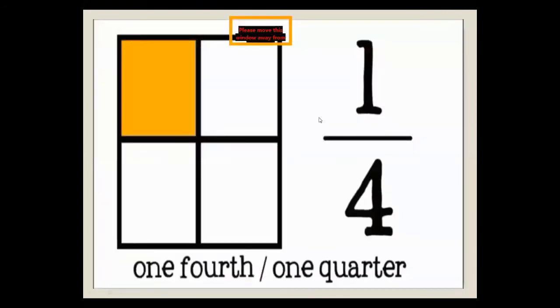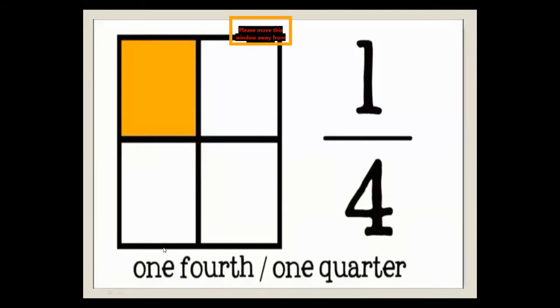Now see the shape. Again we have a rectangle and now we have cut it into four equal parts. This part is called 1/4, and this part is also called 1/4. We have four equal parts of one rectangle.